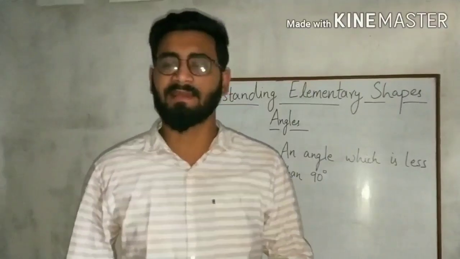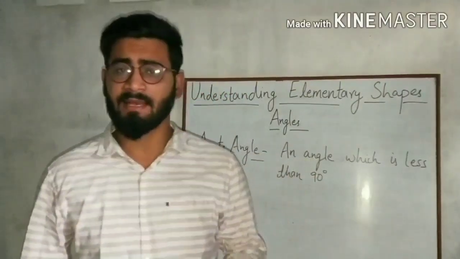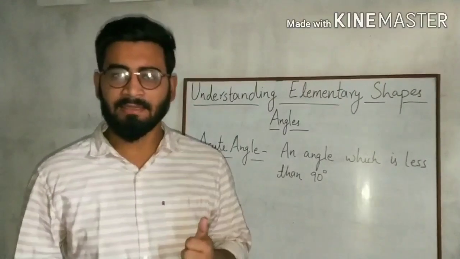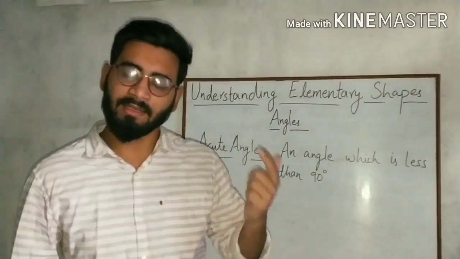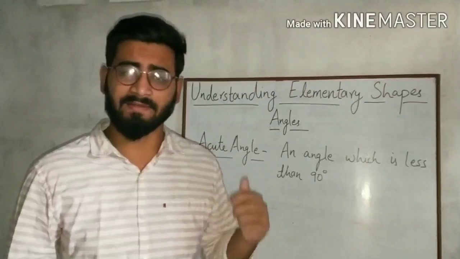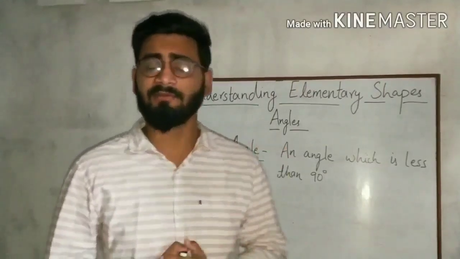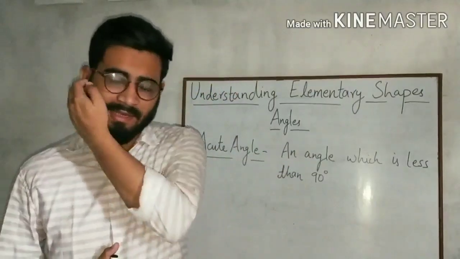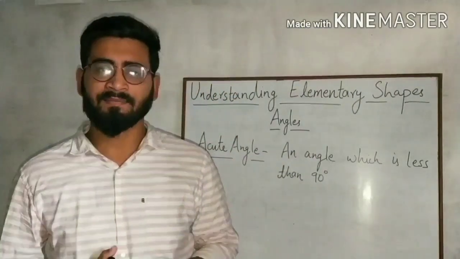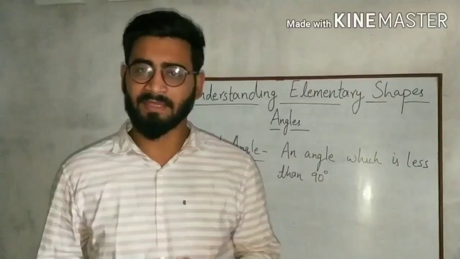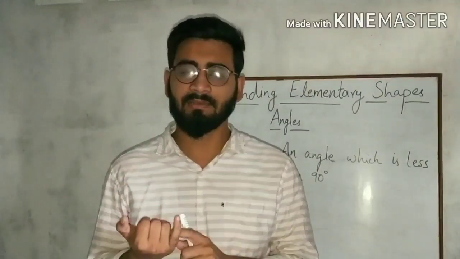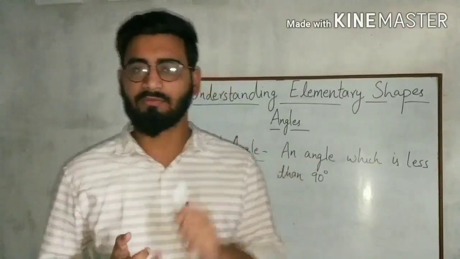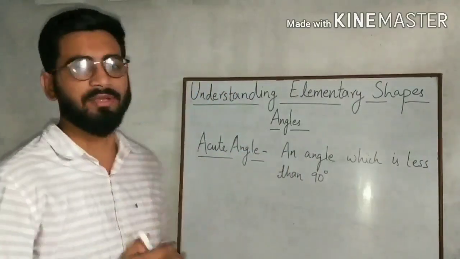In our previous classes, we have discussed three types of angles, that is right angle, straight angle and complete angle. We have also discussed these angles with the help of clock and directions. Today in this class we are going to discuss another types of angle, that is acute angle, obtuse angle and reflex angle. So first of all, what is acute angle?